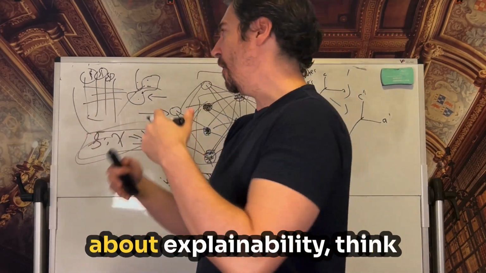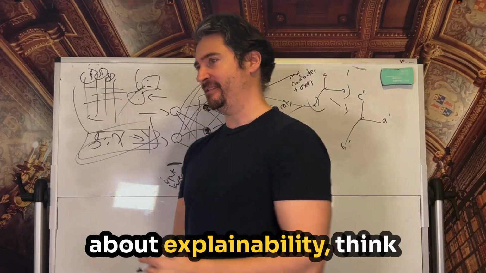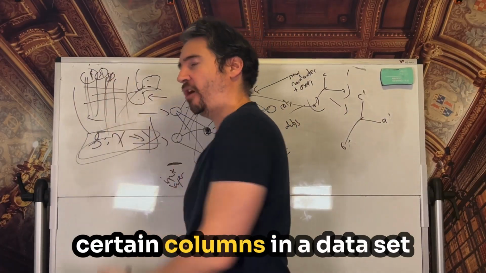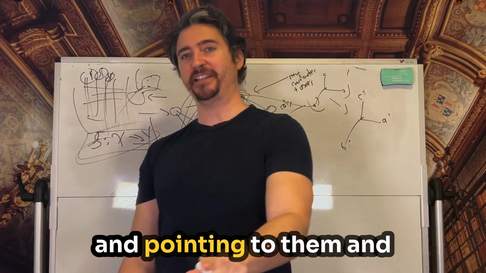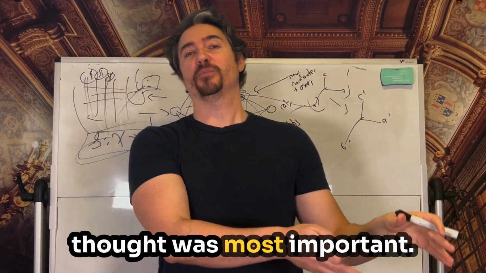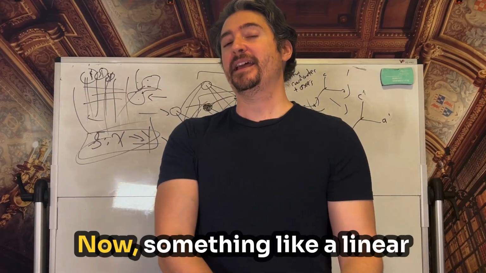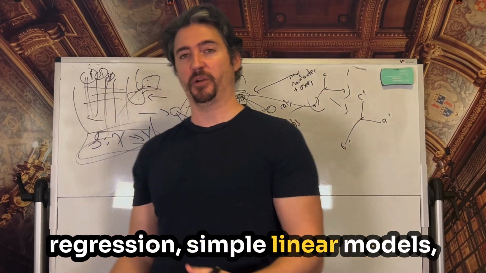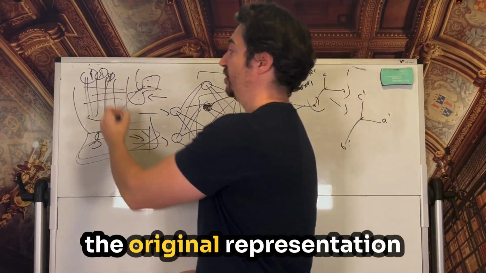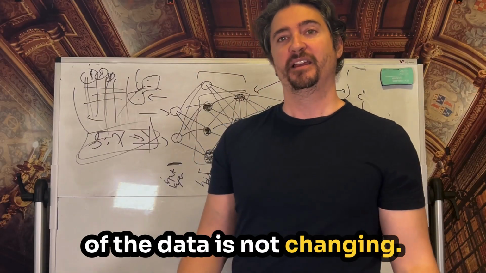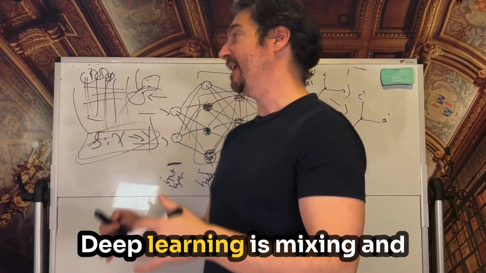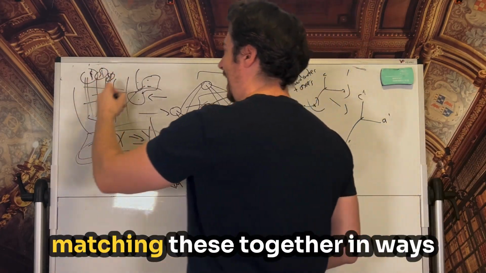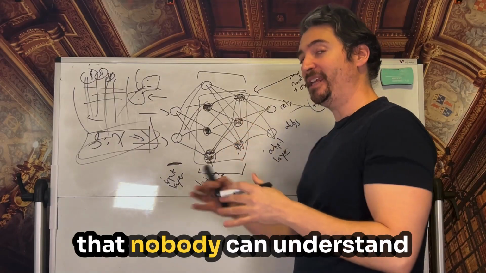So when you think about explainability, think about literally highlighting certain columns in a data set and pointing to them and saying, here's what the model thought was most important. Now, with something like a linear regression, simple linear models, you can do that because the original representation of the data is not changing. But that's not the case with deep learning. Deep learning is mixing and matching these together in ways that nobody can understand.